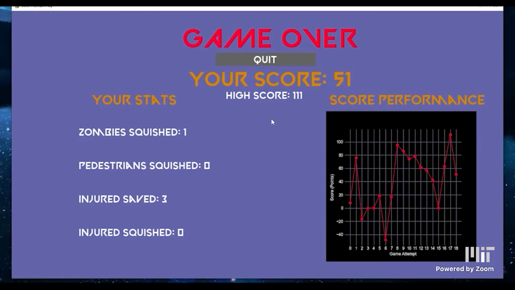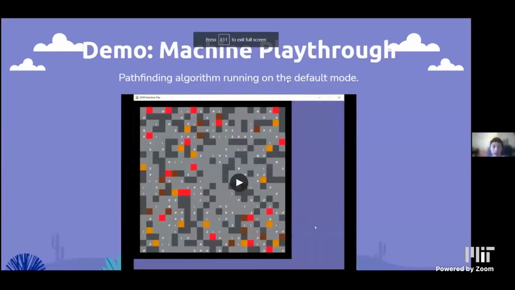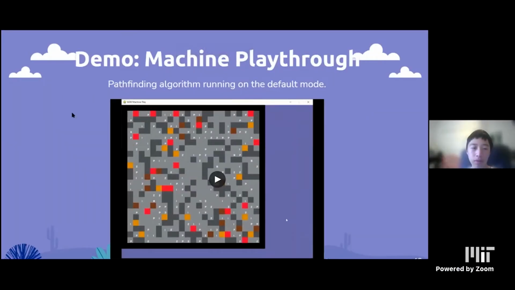This was Team QB2. So now we have a machine playthrough demo, which demonstrates our pathfinding agent. So over here, we have our machine game environment. So I'm just going to do a quick demo on what it does.